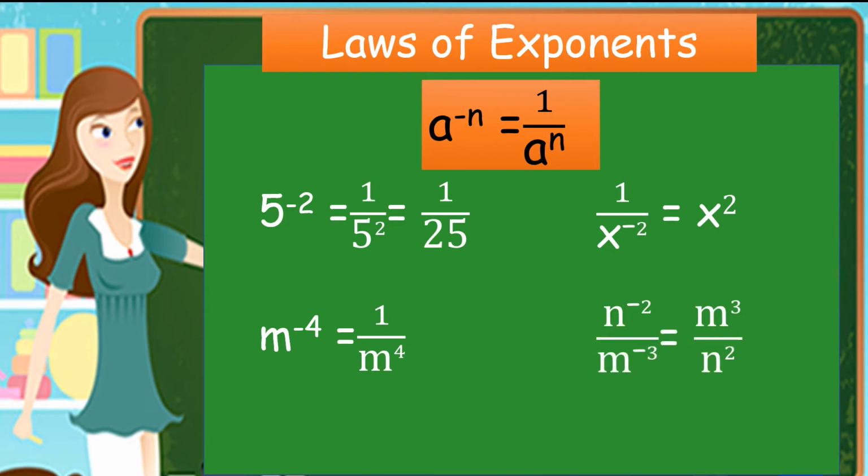Then, another example is n raised to negative 2 power over m raised to negative 3. So, itong ating example na ito, kung siya ay nasa numerator at negative exponent, dadalhin natin siya sa denominator para maging positive. At ito namang nasa denominator na negative exponent ay dadalhin natin sa numerator at ang ating sagot ay m cubed over n squared.